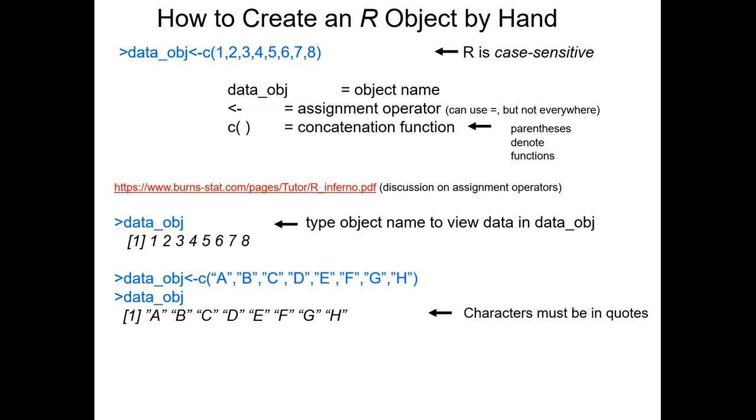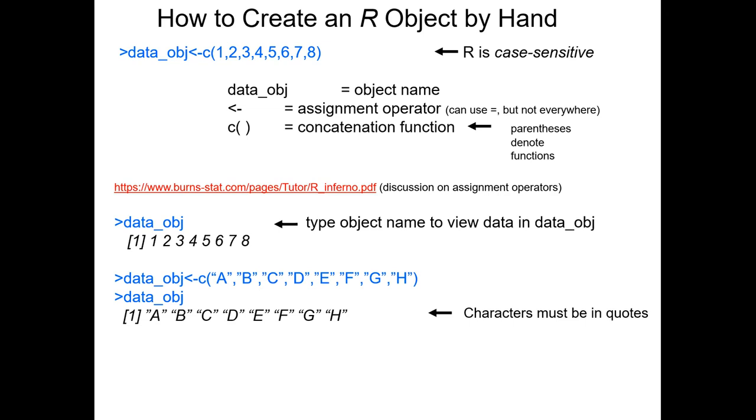You can also use an equal sign, but not everywhere in our code. If you look at this slide, in the middle in red, if you go to this site and look at this document, it discusses the differences between the arrow and the equal sign. But I'm always used to the arrow sign, so that's what you'll see throughout. What that assignment operator is saying is that anything after the arrow will be placed into that data object.